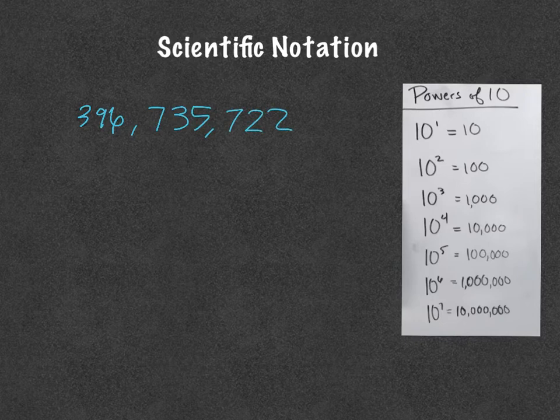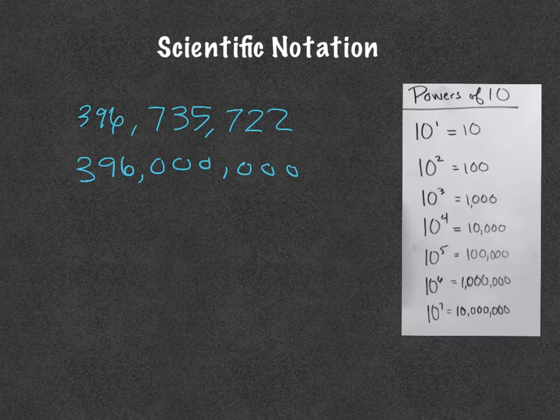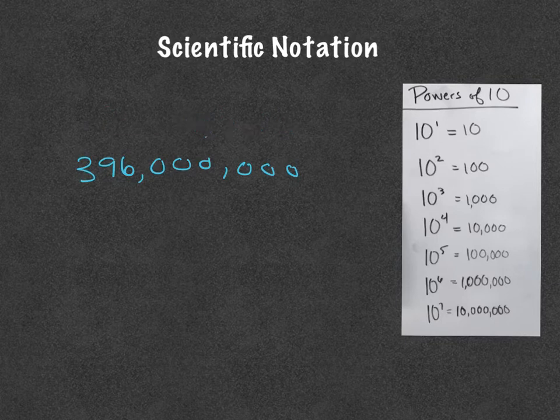For example, if we had 396,735,722. That number is really long, right? And without zeros in there, it's kind of easy to make sure that you don't forget things. However, if you have a number like 396 million with lots of zeros on the end, if you forget a zero, it could mean the difference between your spaceship going to the right place or not. So what scientists have decided is that they're going to take a gigantic number like 396 million and shorten it up.